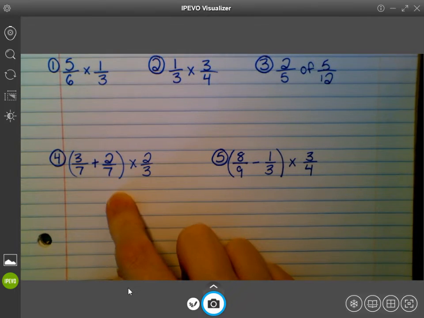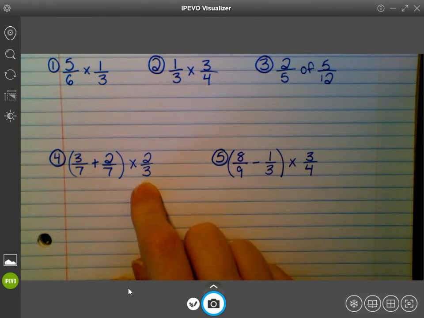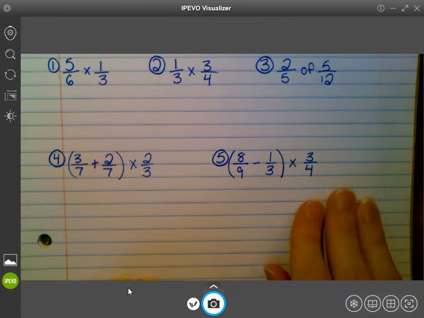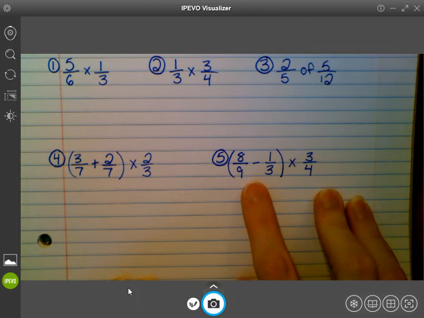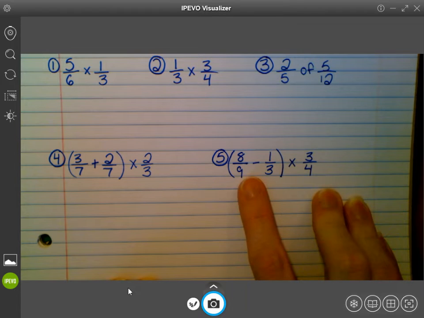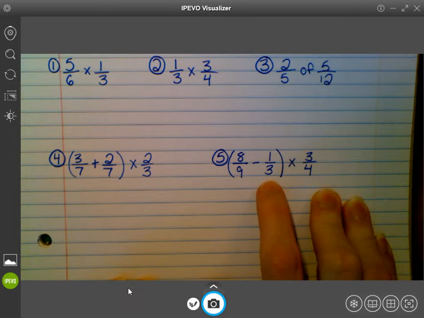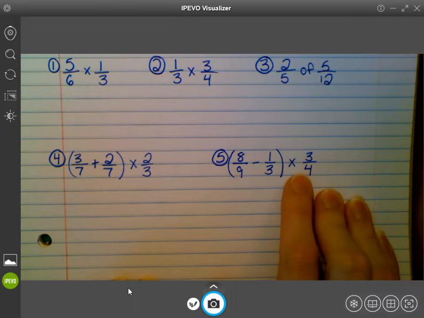Then outside of the parentheses, we have times 2/3. Then number 5, in parentheses, we have 8/9 minus, there's a subtraction symbol, so 8/9 minus 1/3. Then outside of the parentheses, times 3/4.